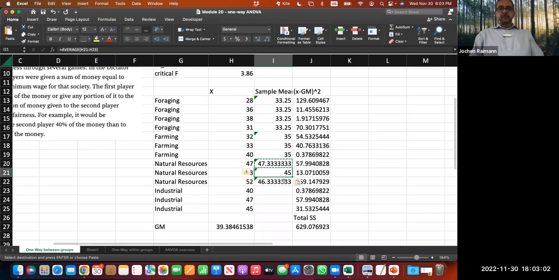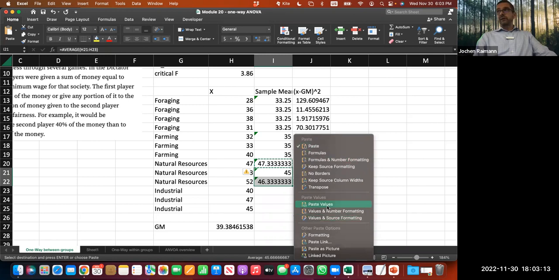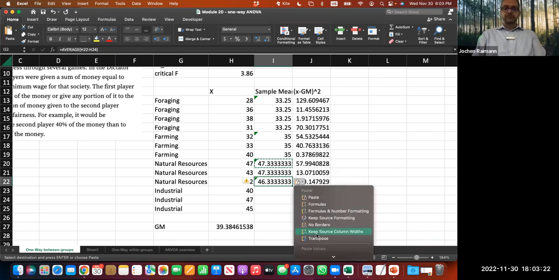You can do this by selecting where you want the value to go, and you click here on the sides. This always gives you a paste special, and you can select paste values here. Paste values basically will propagate this formula down. What is it for the second one?